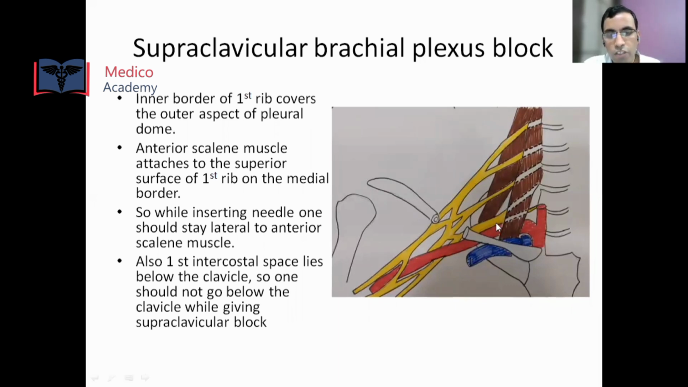Now, inner border of first rib covers the outer aspect of pleural dome. And anterior scalene muscle attaches to the superior surface of the first rib on the medial border. So while inserting the needle, one should stay lateral to the anterior scalene muscle so as to avoid pneumothorax. Also, first intercostal space lies below the clavicle. So one should never go below the clavicle while giving supraclavicular block. Again, this is to avoid puncture of pleura.